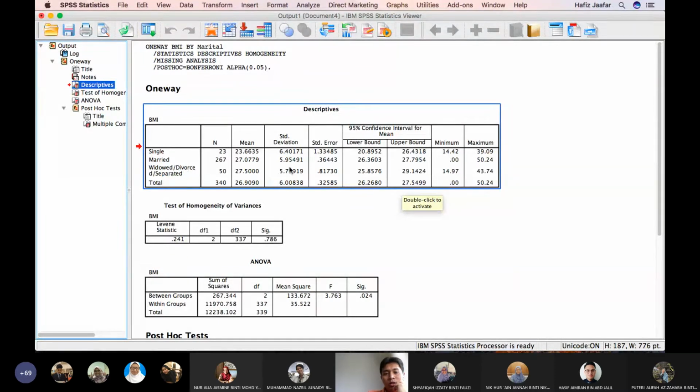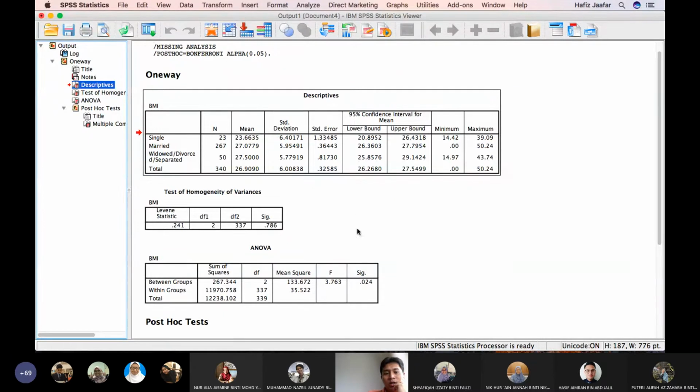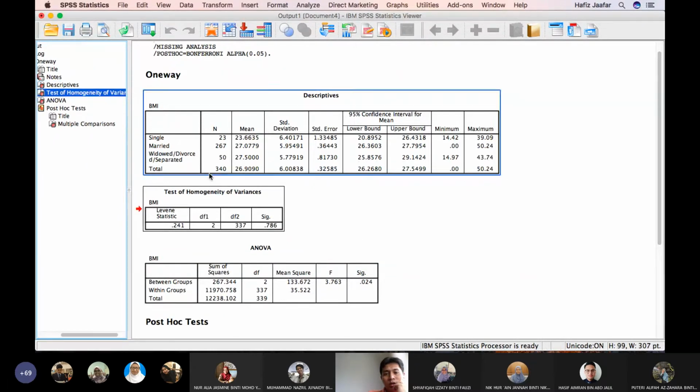Okay, so this is the mean, the standard deviation, and then the 95% confidence interval, the minimum and maximum. This is just the description part. We will use the descriptive part to explain in the final report nanti. Alright, next, check the test of homogeneity.